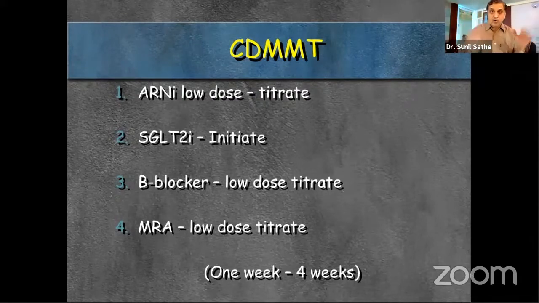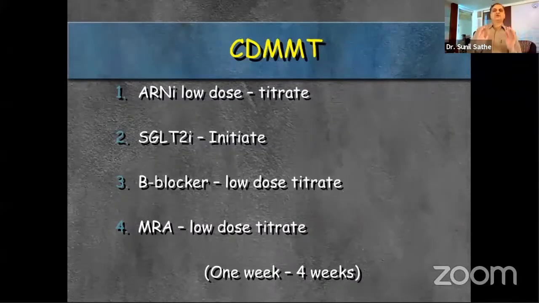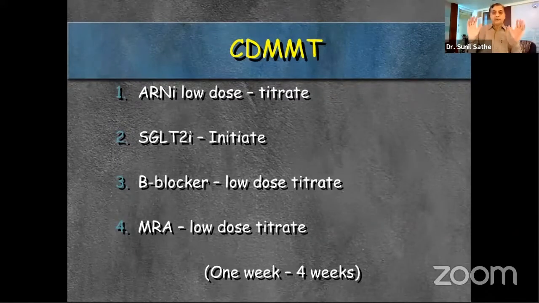So how do you go? ARNI low dose. Remember, they have clearly given, if you want to start pre-discharge, ARNI 50 milligrams, half twice a day. Start with low dose. SGLT2 inhibitor, initiate, no dose changes. Beta blockers, low dose and titrate very slowly. MRA low dose, not 25 milligram, eplerenone 12.5. So they have given the initial doses also. It depends upon the patient's blood pressure. So this is CDMMT, comprehensive disease modifying medical management of heart failure.